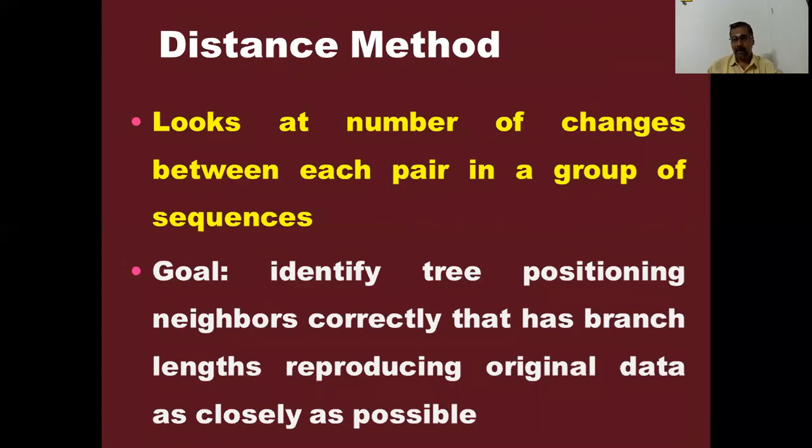Now we'll go for the distance-based method. I'm going to cover only UPGMA. So what does a distance-based method do? It will just observe unconserved positions or mismatches among the sequences.